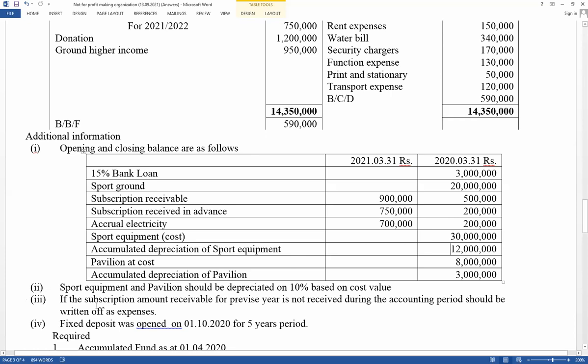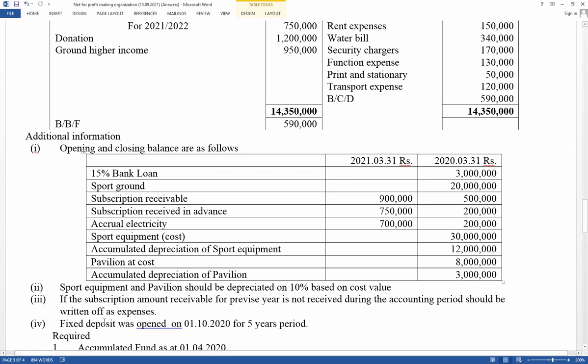Then think additional third one. If the subscription amount receivable for the previous year is not received during the accounting period, it should be written off as expense. Therefore, you have to find out subscription written off also. That part I will discuss later. Think subscription written off available, but value is not given.